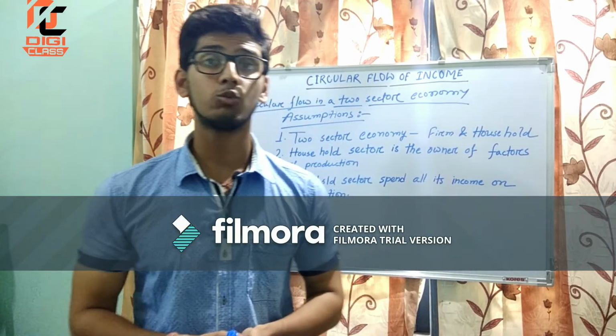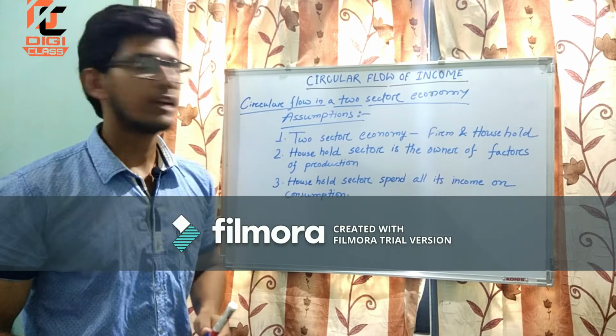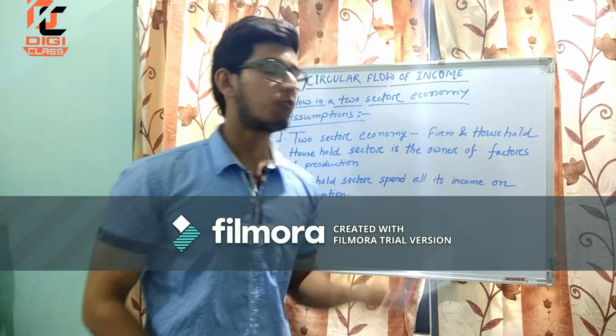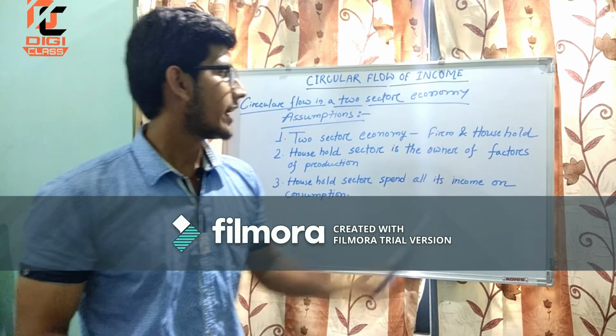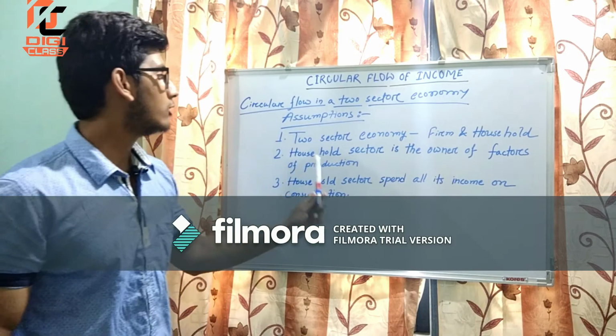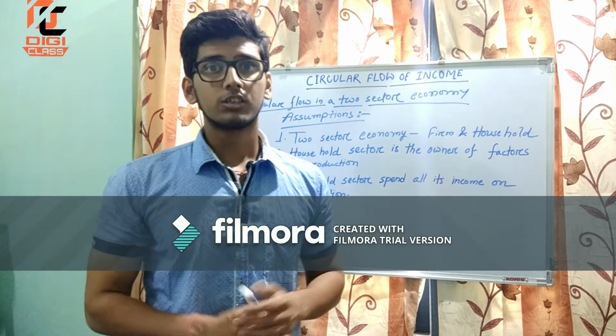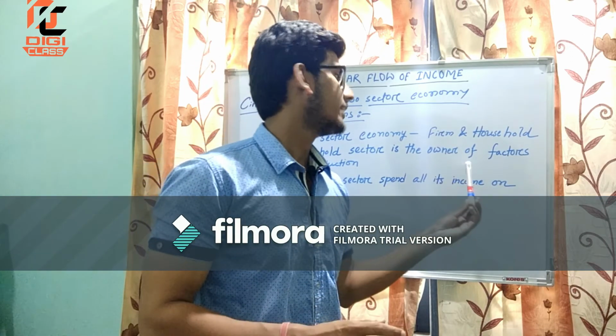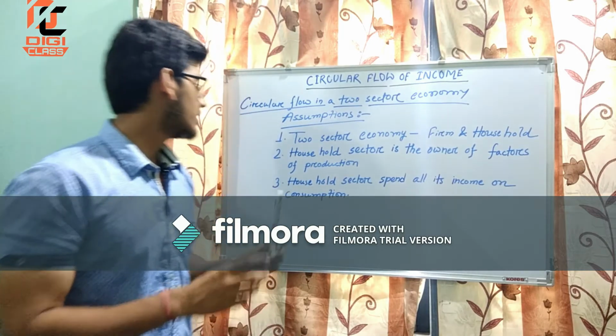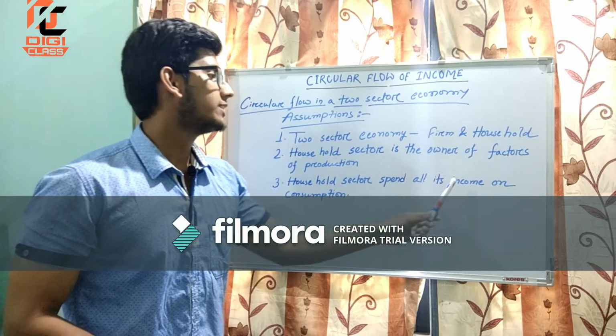Circular flow of income in a two-sector economy depends on certain assumptions. These are, there are only two sectors in the economy, that is farm and household. Farm is also known as producer sector, and the household is also known as consumer sector. The second assumption suggests that household sector is the owner of the factors of production. That means the factors needed for the production of the commodities will be supplied only by the household sector. The third assumption is household sector spends all its income on consumption. That means the household sector will not save any amount of money it earned.